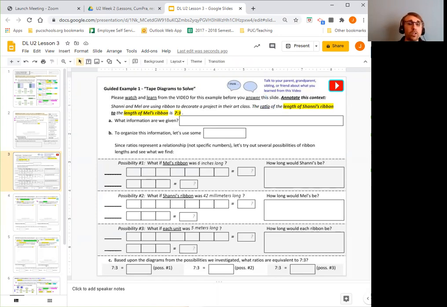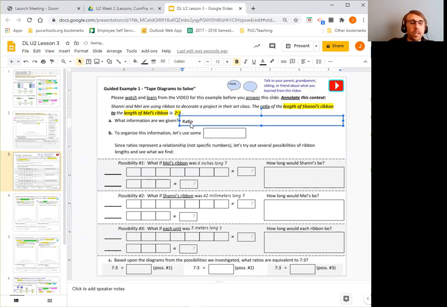We know that there's a ratio, and we know that the ratio of Shani's ribbon length to Mel's ribbon length is 7:3. Actually, I'll put it in words, 7:3.